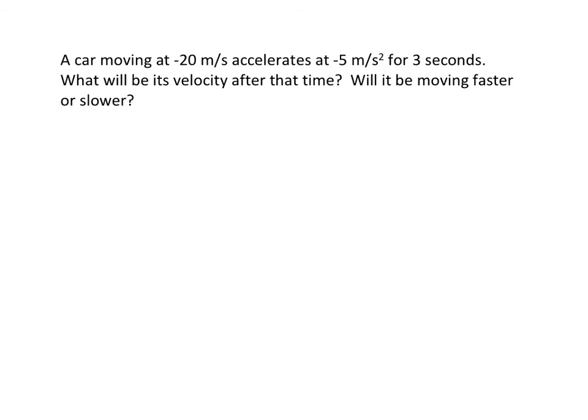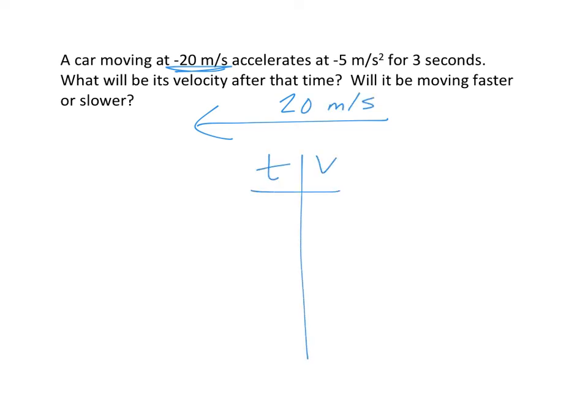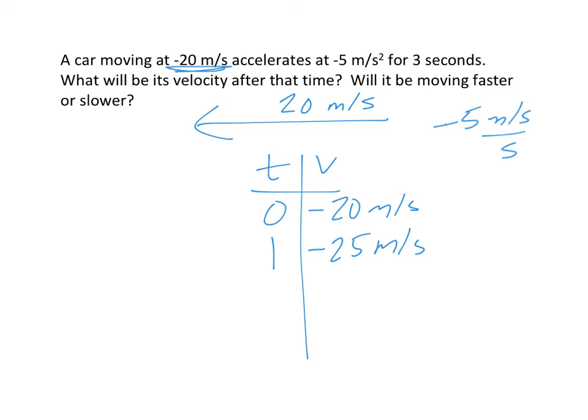Let's look at one last problem. So here a car is moving -20 meters per second. So likewise, that means it's going to the left or the negative direction at 20 meters per second. So let's make a chart. It's currently going -20, and its acceleration is -5 meters per second per second. Every second, its velocity changes by -5. So that means 1 second later, it's going -25 meters per second. I subtracted 5, just like I've been doing. Second after that, it'll be going -30, and after 3 seconds, it'll be going -35.